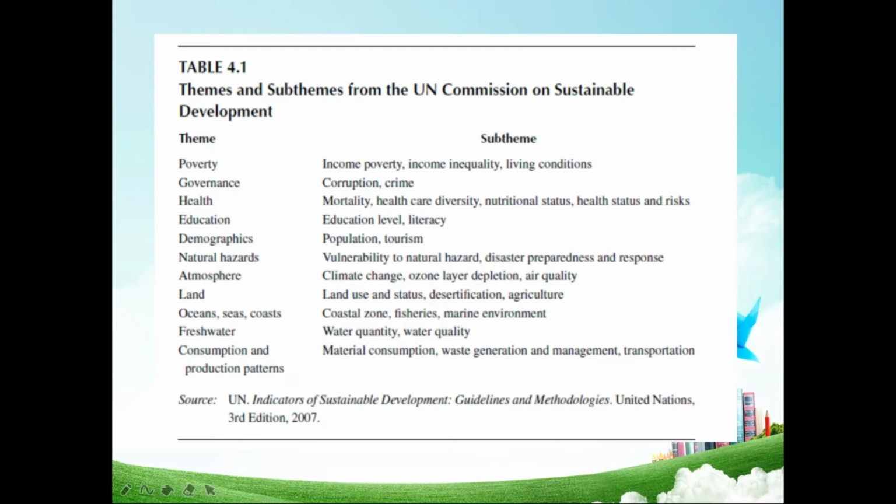Next, in the case of the atmosphere, we have climatic change here. So climatic change, ozone layer depletion, why it is happening, and then air quality also. Next, moving on to land, land use and status. So how much of the forest has been cut, why the desertification process is taking place, and what about the agricultural usage of the land pattern also.